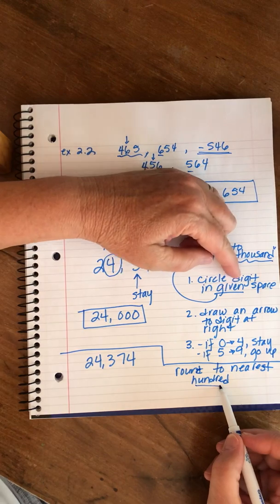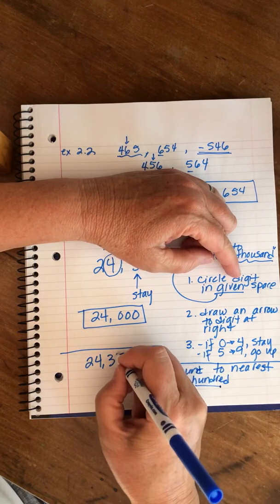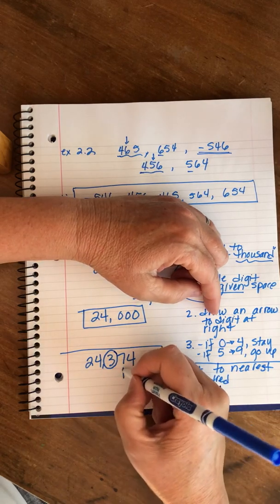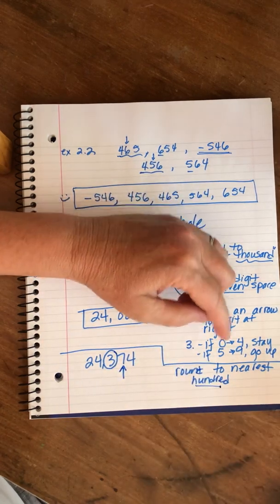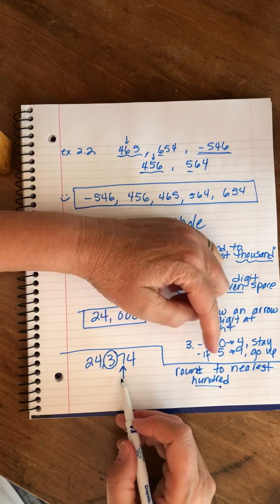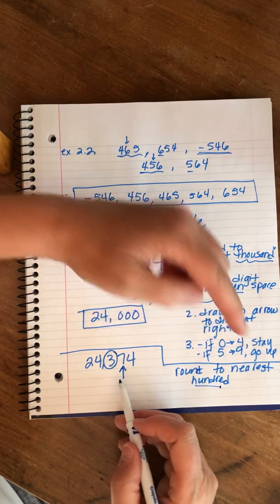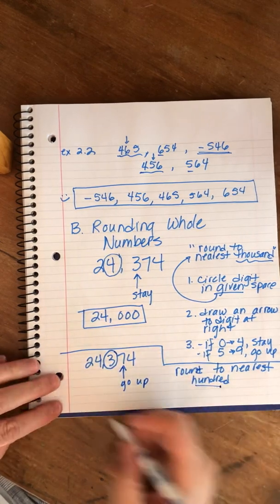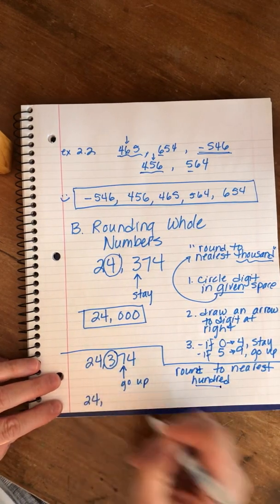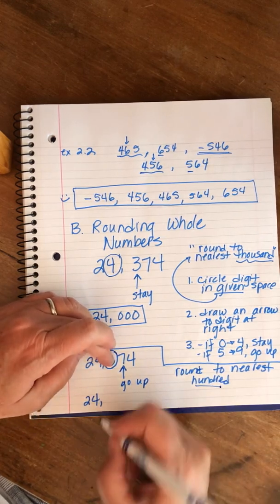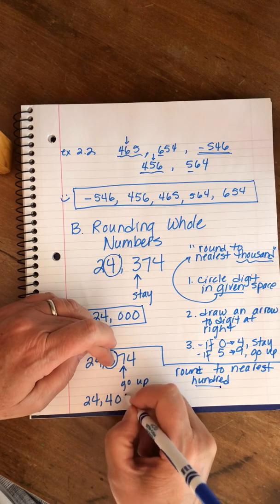So the first thing I do is I circle the digit in the given spot. Then I draw an arrow to the digit at the right. Okay? If this digit is 0 through 4, I stay. If it's 5 through 9, I go up. So this tells me to go up. So I write it as 24,000. That stays the same. But this digit is the one that's either going to stay or go up. And it goes up. And then we fill in with zeros.